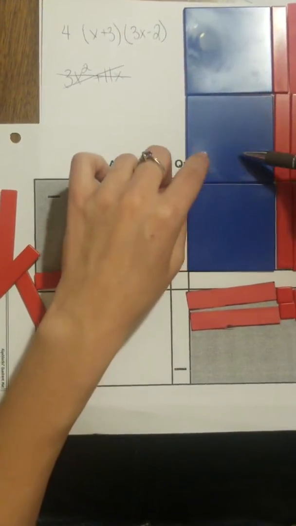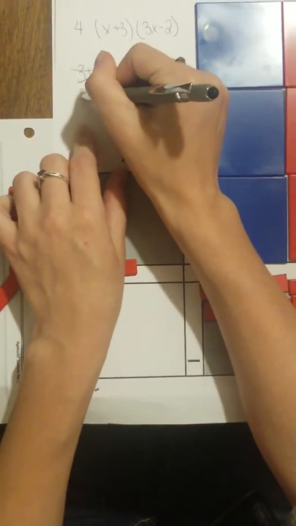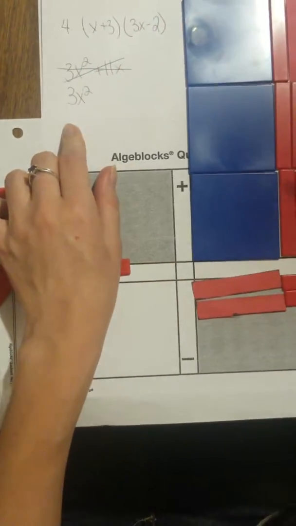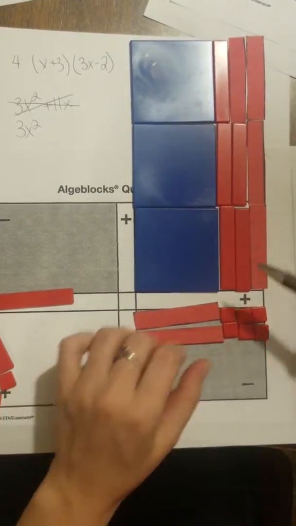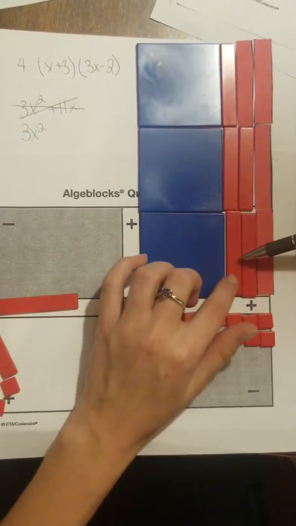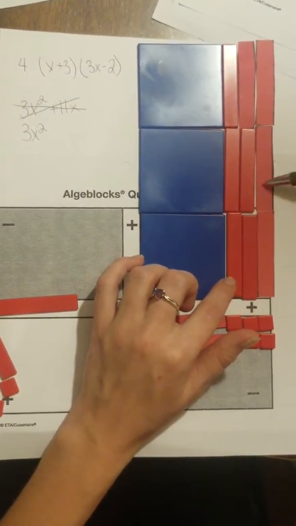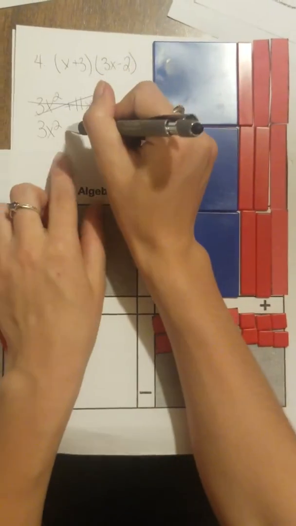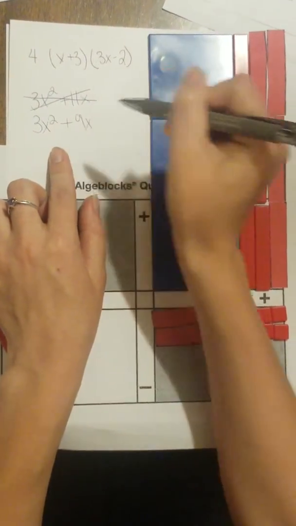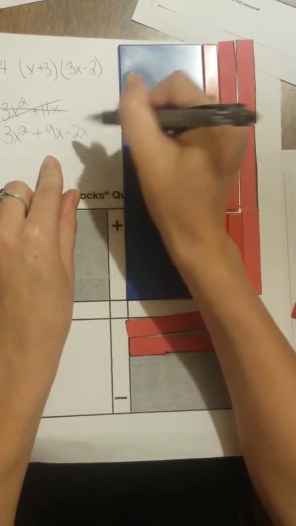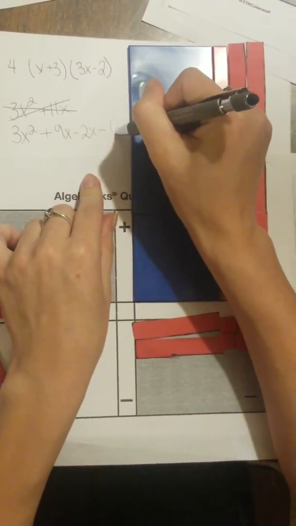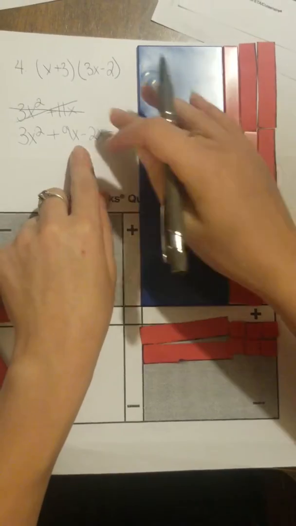Oh, so we messed up on this one. We have a positive 3x squared. On the x, see how it was tricky? These were positive and these were negative. There's 1, 2, 3, 4, 5, 6, 7, 8, 9. There's positive 9x, but negative 2x. And then this will be negative 6.